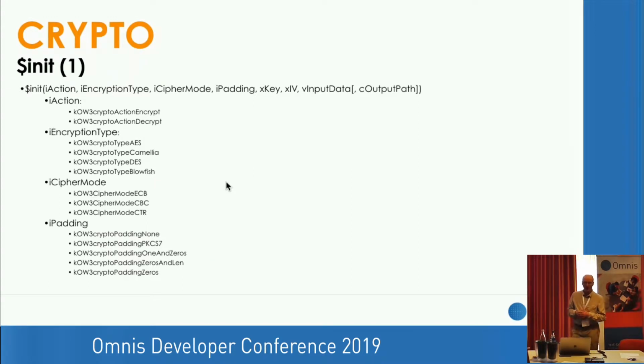We just looked now at running $init. Got quite a number of parameters, but most of those are fairly self-explanatory. You've got the action, whether you're encrypting or decrypting, what type of encryption, what cipher mode, and what type of padding.